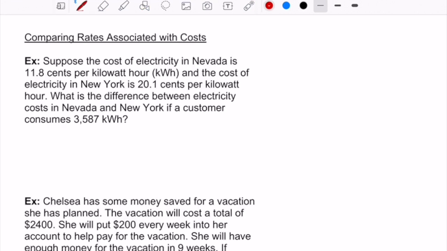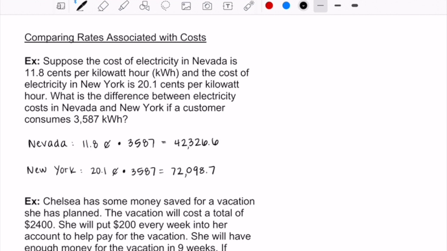All right, on this last page, comparing rates associated with costs. So it starts out by saying, suppose the cost of electricity in Nevada is this rate and the cost of electricity in New York is this rate, and you're trying to figure out the differences between the costs in the two states. So we're going to have to figure out these two rates separately. All right, so in Nevada, it's 11.8 cents per kilowatt hour, and in New York, it's 20.1 cents per kilowatt hour. And they want to know what's the difference when they consume 3,587. So I'll multiply both of these by 3,587.